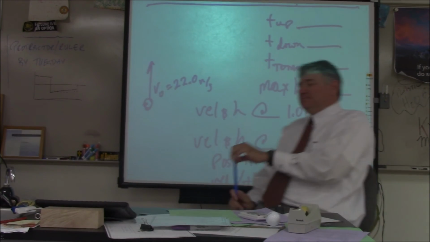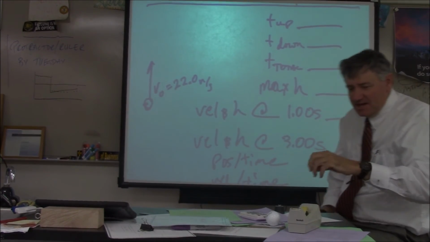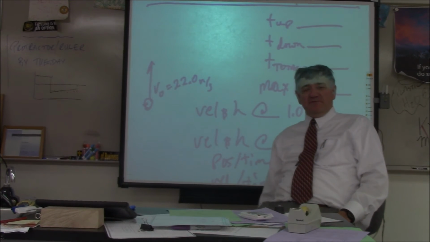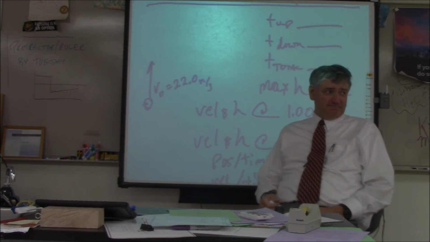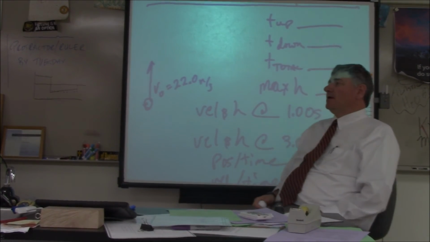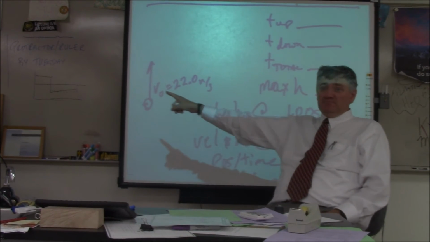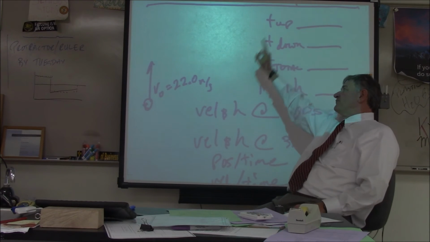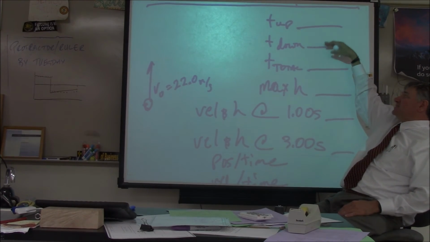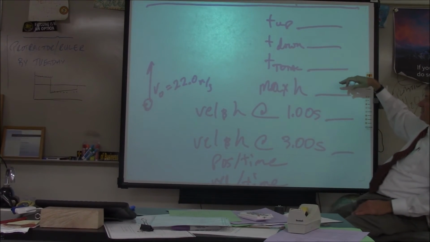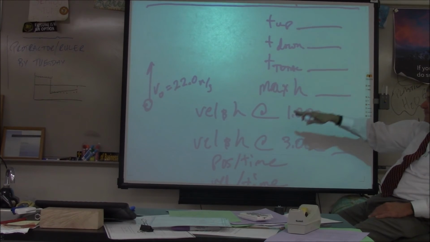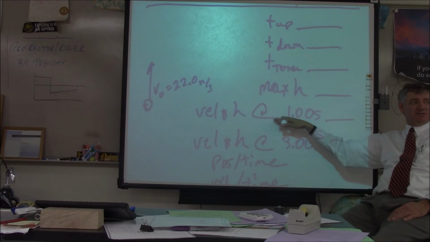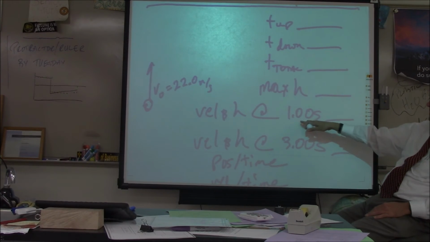Here's the deal. I'm going to take a golf ball and throw it straight up in the air with a velocity of 22 meters per second. That's the only number that you know. But from that, I want to find the time up, the time down, the time total, the maximum height, how fast it's going at 1 second, how high it is at 1 second, otherwise known as the Colorado question. How high are you at 1 second?